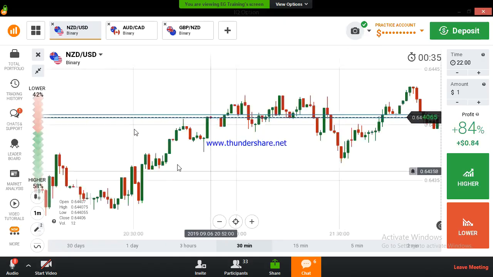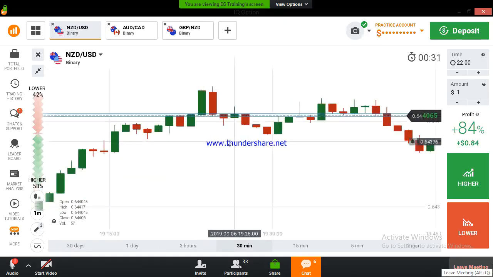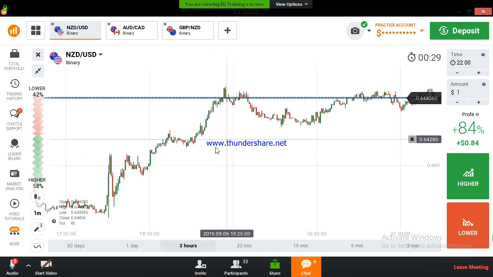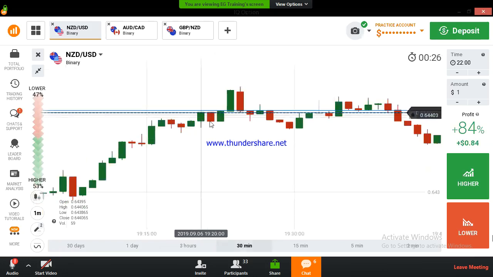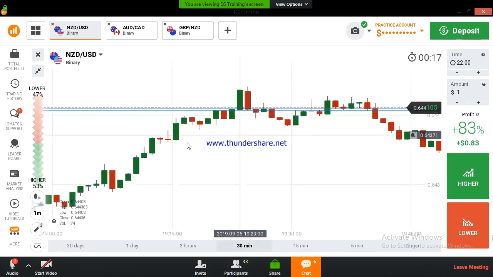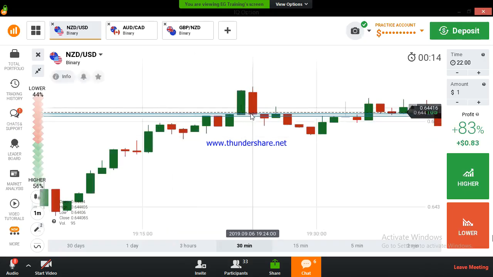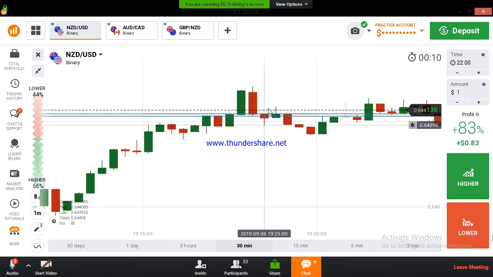Okay, here there is no opportunity. Here you can place a lower option because the candle closed below the level, but the trend is an uptrend. Don't go against the trend. Always follow the trend. If you want to place your trade, you should wait for the candle to close above the level after the breakout. Then you can place your trade on the next candle here.